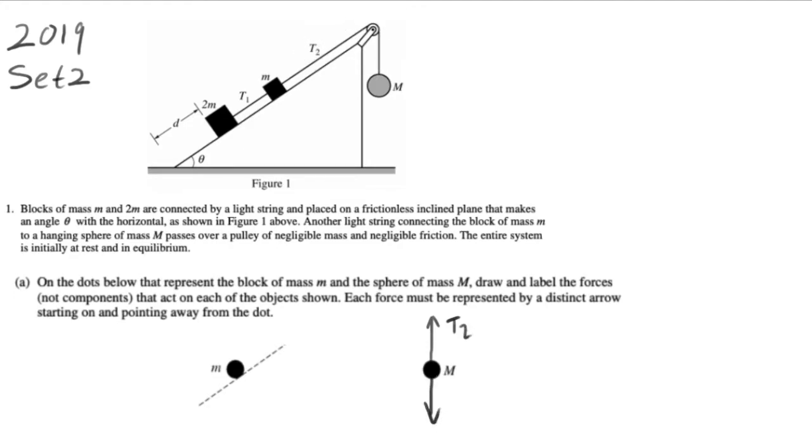For force due to gravity, I usually like to label it FG, but since we have to draw two force diagrams, that can be confusing. So FG can also be written as W, or can be written as mass times gravity. So the sphere's weight is capital M times g.